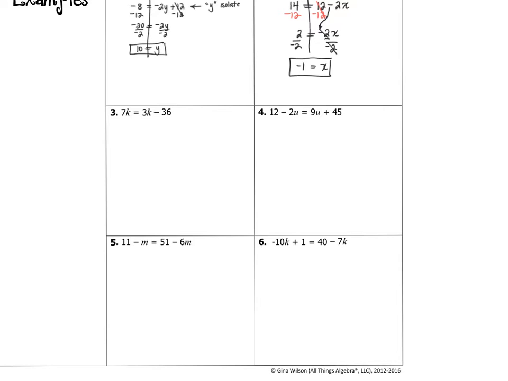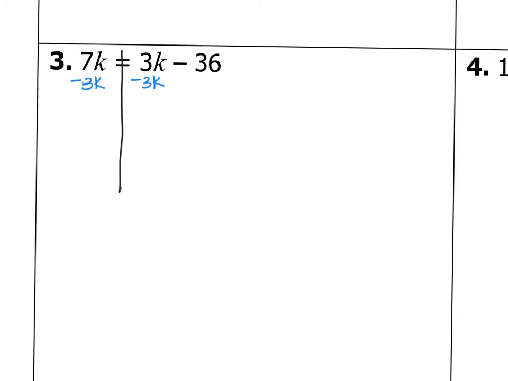So I'm going to show you both ways. Let's first zero out the 3k. Minus 3k on both sides. Now that I've zeroed out 3k minus 3k, I end up with negative 36 on the right-hand side and 4k on the left-hand side. Divide by 4 to both sides to get a final answer of k is equal to negative 9.